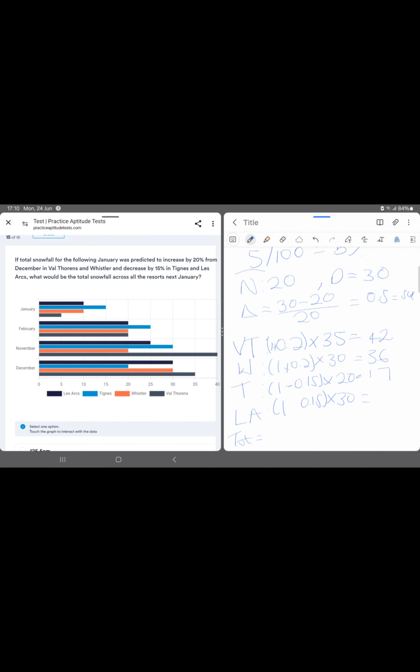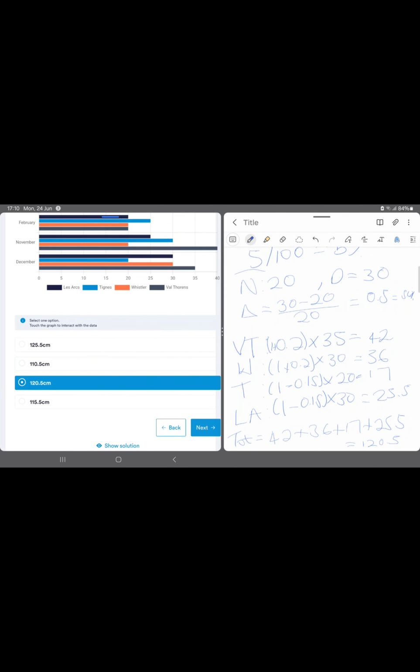Okay, and then for Les Arcs it will be 1 minus 0.15 times 30, giving us 25.5, and the total will be 42 plus 36 plus 17 plus 25.5. Then this gives us 120.5, which is option number 3.